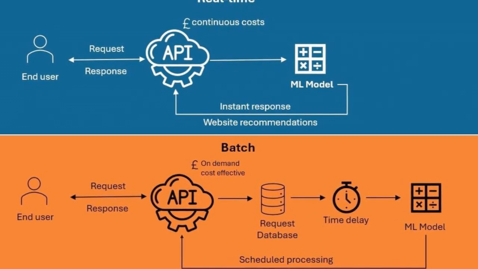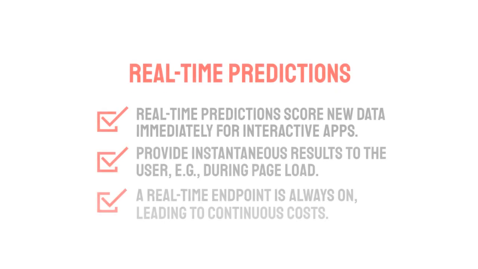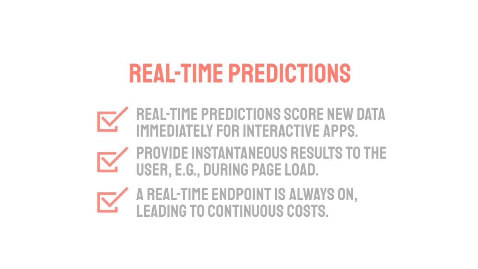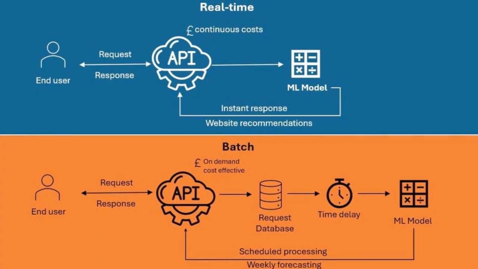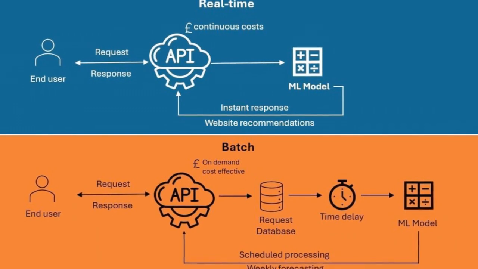Real-time predictions. Use a real-time endpoint when you need to score new data as it arrives and get a response immediately. This is ideal for applications like a website that provides instant product recommendations. Because the model must be ready to respond at any time, the compute for a real-time endpoint is always on, leading to continuous costs.